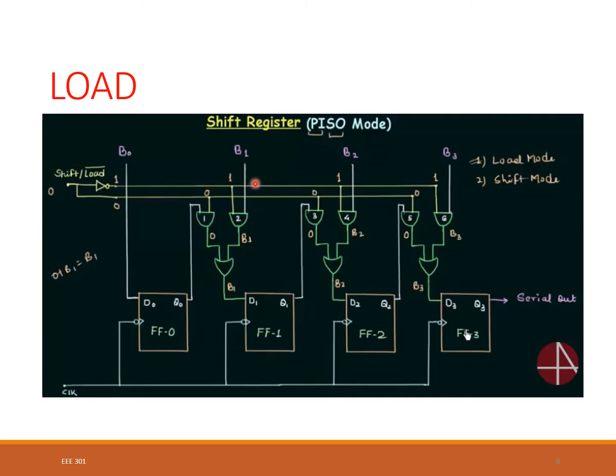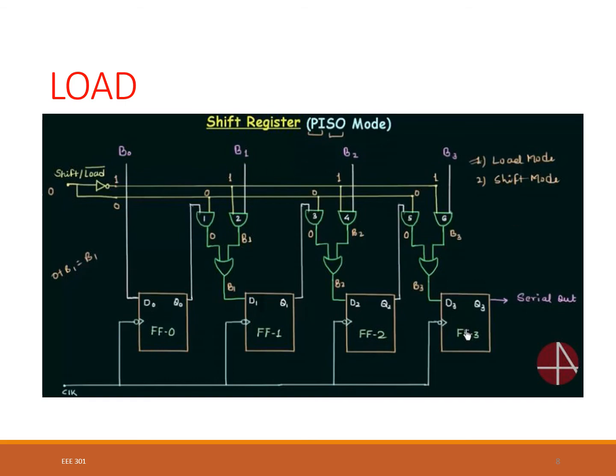So this is V1. See, if one of the inputs is V1, the output will be V1. V1 means it could be 0 or 1, right? So the output depends on V1, not 1. So 0 and V1, the output of the OR gate is V1, because V1 could be 0 or 1, and based on that, the output will be V1. So we can see we are giving V1 here and we are getting V1 here. That means V1 is used as the input for the second flip-flop. Similarly, for this one it will be V2, for this one it will be V3.